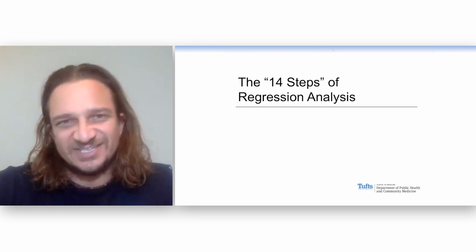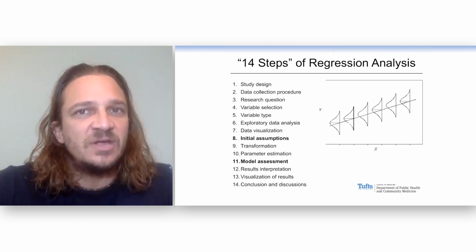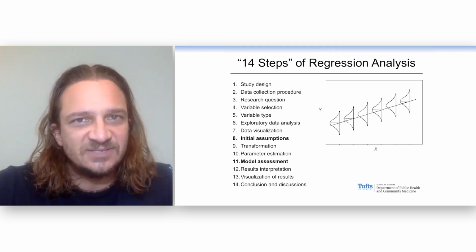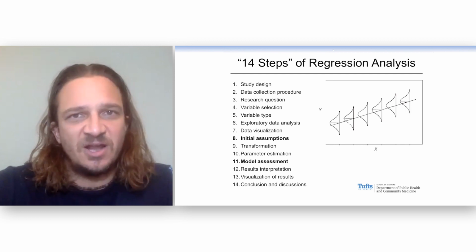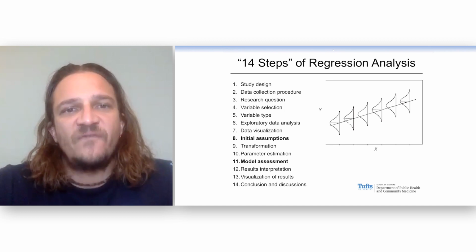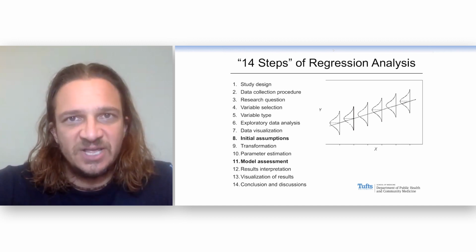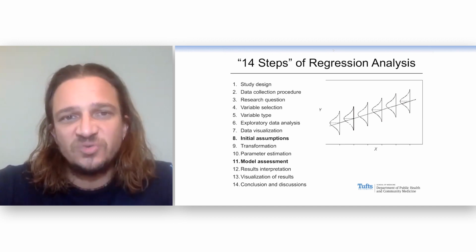Some people have structured this idea that there are lots of different steps in the regression process. It starts with, how do we design the study? What is the research question that we're interested in? Where do our data come from? How do we select these variables? How do we look at these data? How do we visualize them?